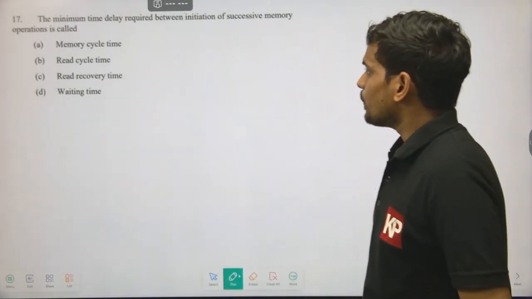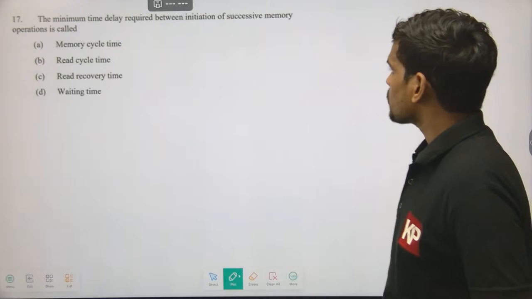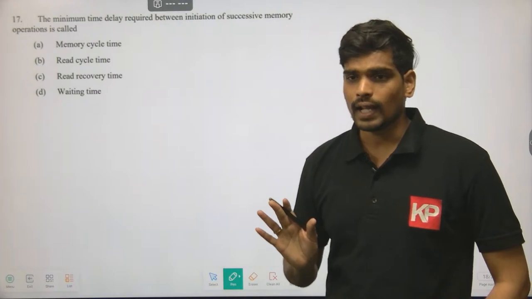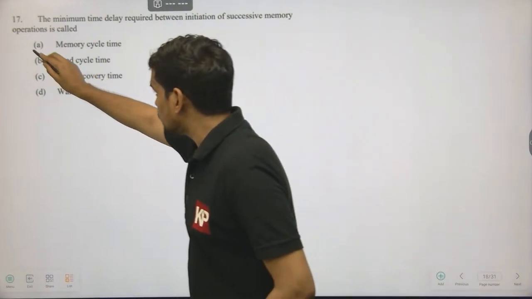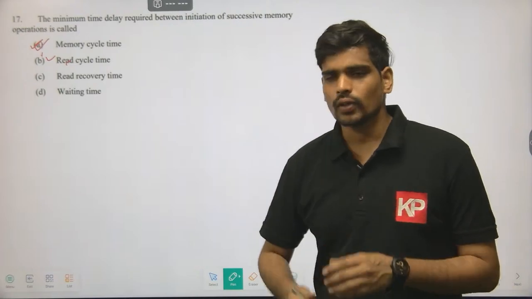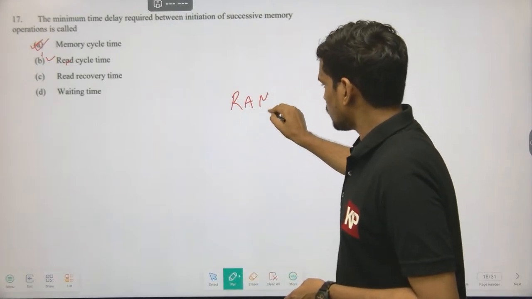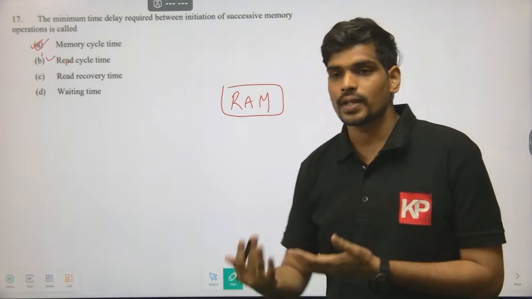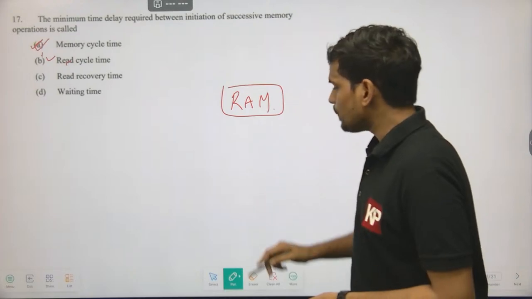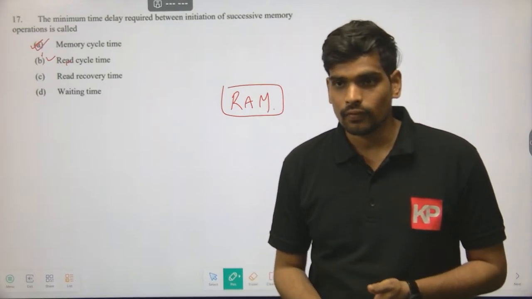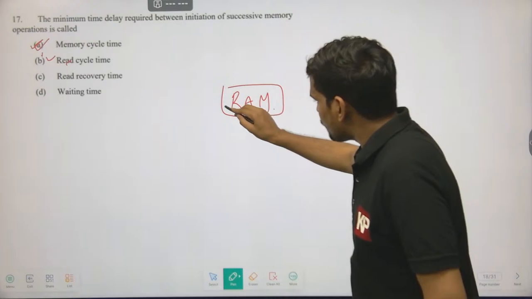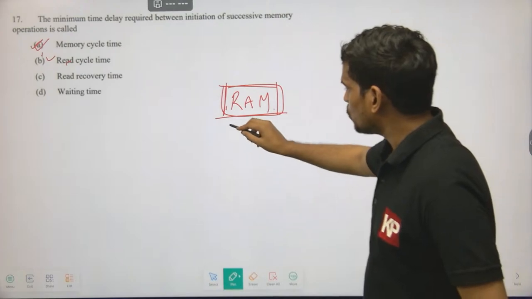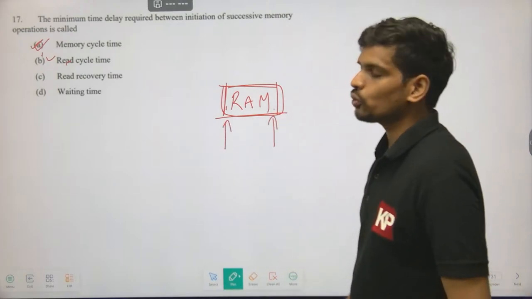Question number 17: the minimum time delay required between initiation of successive memory operations is called as, this is related to computer applications, it has nothing to do with architecture. The given definition is memory cycle. So in RAM, what is RAM in a computer? It is basically the memory used for operations which are still running. You might have heard there are different types of RAM, right? RAM basically, the capacity of it, is the time it takes between two successive operations.